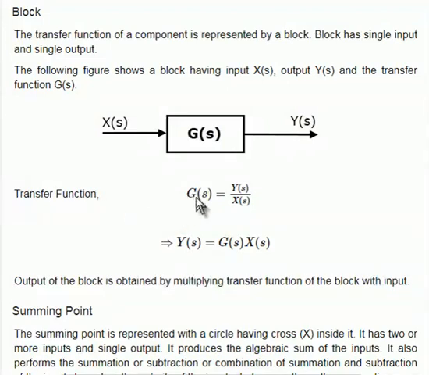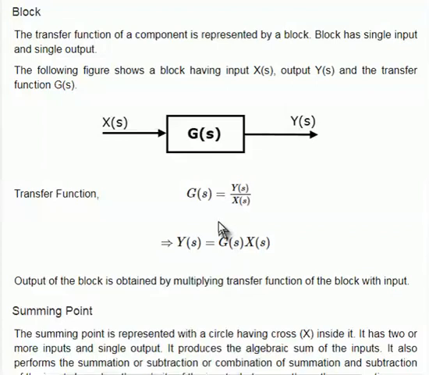So you can write that G of S represents the transfer function, that is equal to Y of S divided by X of S. Y of S is the output from the block diagram and X of S is the input to this block diagram. So we can also write that Y of S, this output, is equal to G of S into X of S.